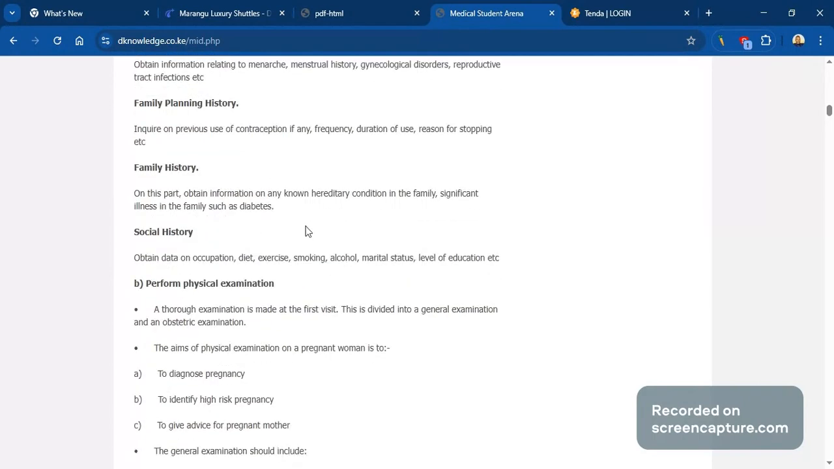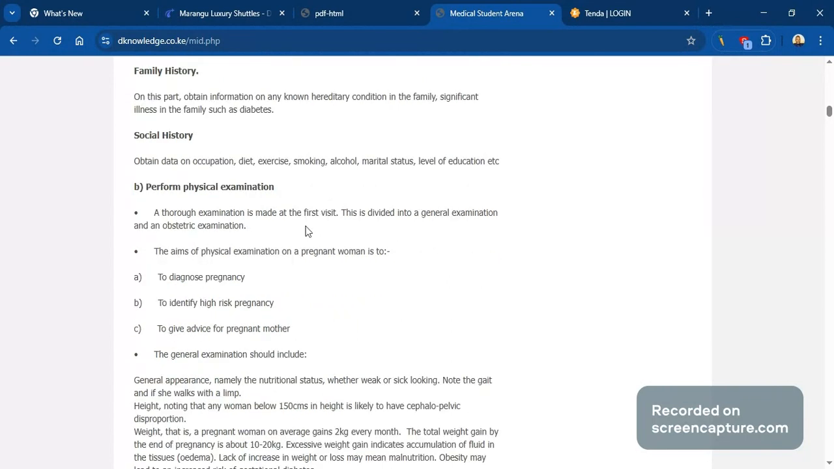On this part, obtain information on any hereditary condition in the family, significant illness in the family, such as diabetes. And on social history, obtain data on occupation, diet, exercise, smoking, alcohol, marital status, level of education. All that is very important.